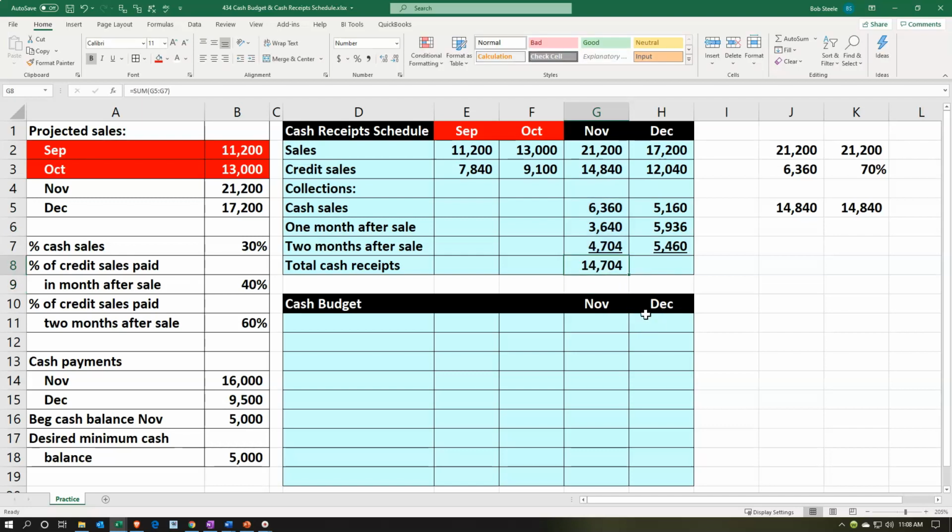Then let's copy and paste it this time. You could autofill this across, but I'm going to use the keyboard now. So Control C, over with the arrow, Control V. There we have that. Double clicking on it just to see if it does what we would expect it to do. Summing up that column, looks good. Now we're going to go to the cash budget.